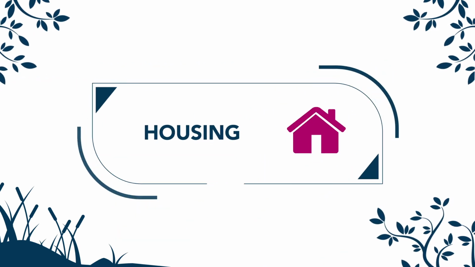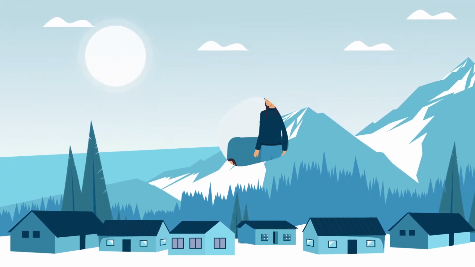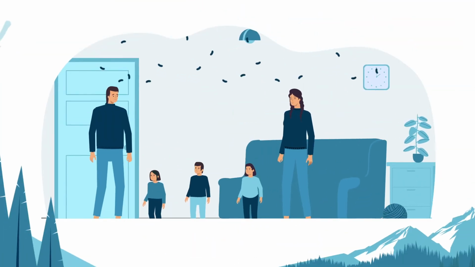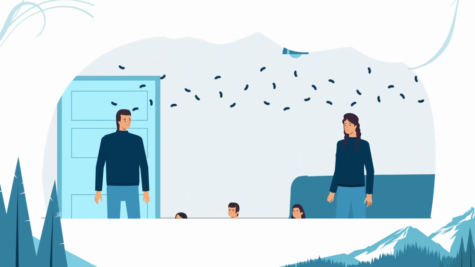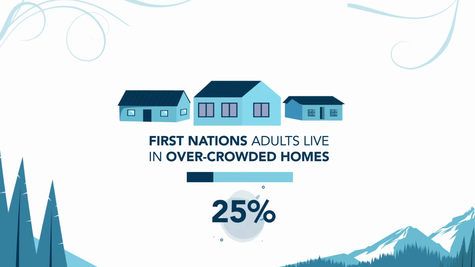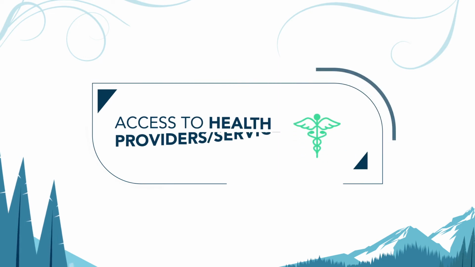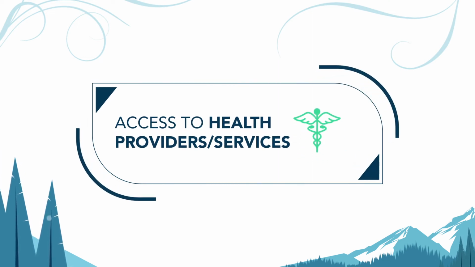Housing. Inadequate housing on government-sanctioned reserves facilitates the spread of tuberculosis due to poor ventilation and air quality in the home. And approximately 25% of First Nations adults live in overcrowded homes, which is a risk factor for infection and disease. Access to health providers and services.